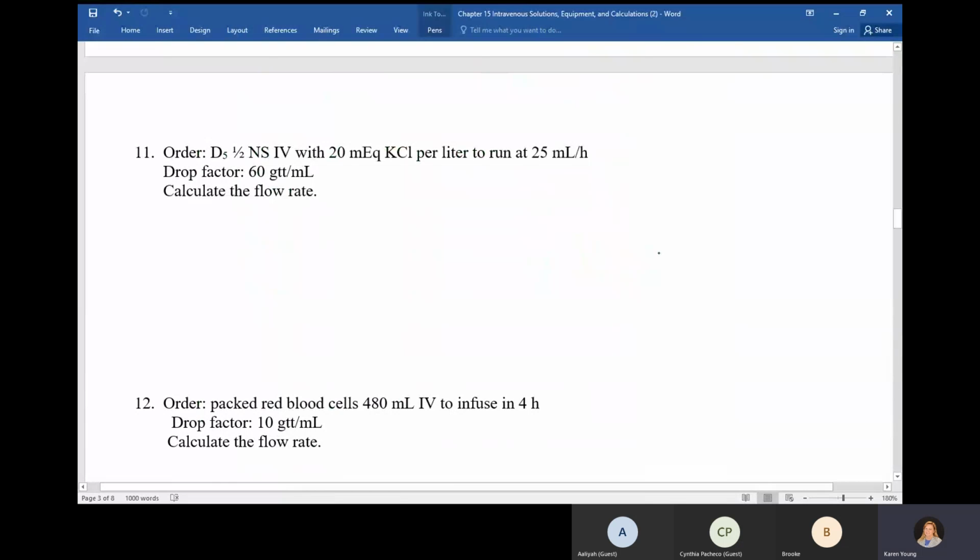Now on number 11 again, remember, because sometimes it gives you too much information. The 20 milliequivalents of KCl, potassium chloride, per liter, that's the amount of medication per liter, so I don't need that. Again, this is my IV. So we're only going to do the 25 milliliters per hour, and the 60 drops per milliliter.